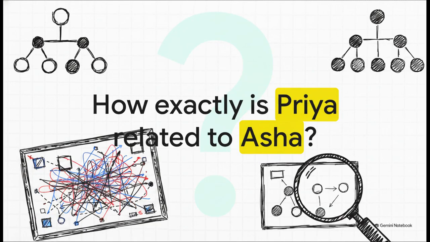Okay, we've got our map, the generations are perfectly sorted out. So, let's look back at the original question posed by the text. How exactly is Priya related to Asha? Trace the lines on that mental corkboard we just built. I'll pause for a quick second to let you make that final logical leap.